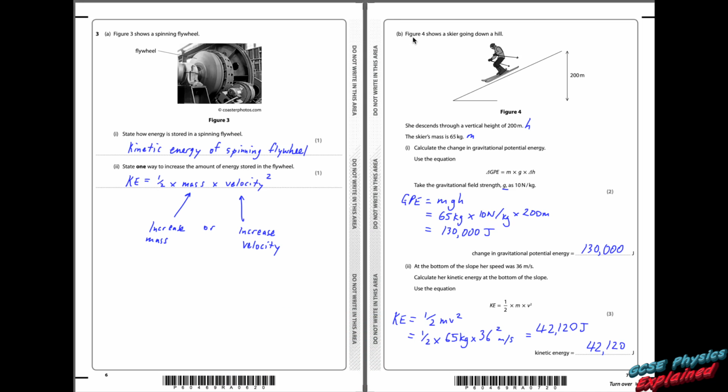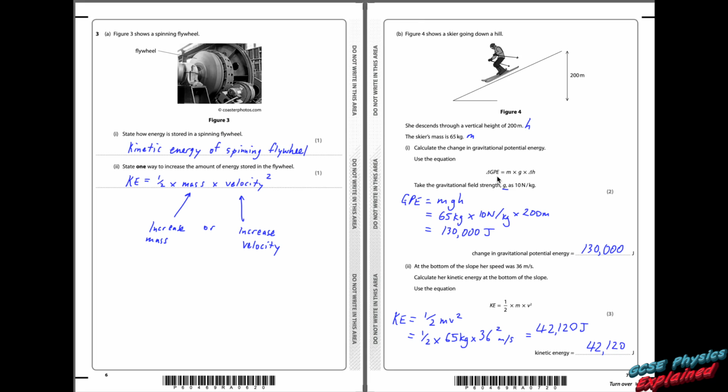Part B. Figure 4 shows a skier going down a hill. She descends through a vertical height of 200 metres. Get in the habit of writing what you know when you know it. So we know that's the height h. The skier's mass is 65 kilograms, so that's m. Calculate the change in gravitational potential energy.